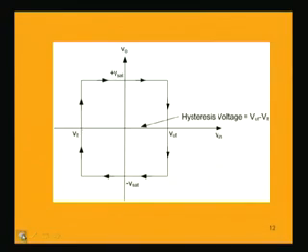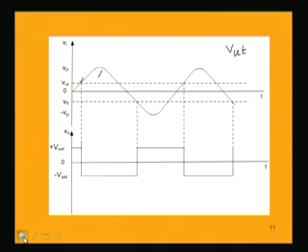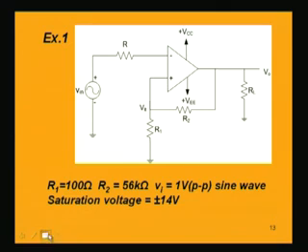So, this is a very interesting aspect of hysteresis being observed in this Schmitt trigger. In this Schmitt trigger we have seen that we can get a hysteresis voltage, and that voltage is the difference between upper threshold and the lower threshold.